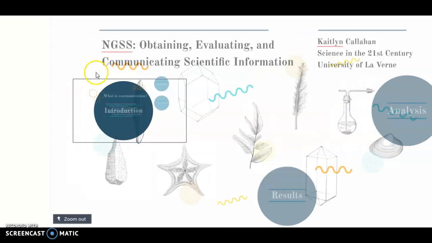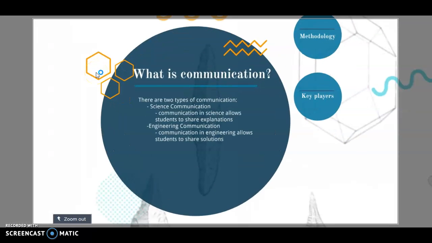To begin, I want to discuss what communication is, and there are two types. There's scientific communication and engineering communication. Scientific communication allows students to share their explanations, while engineering communication allows students to share their solutions.